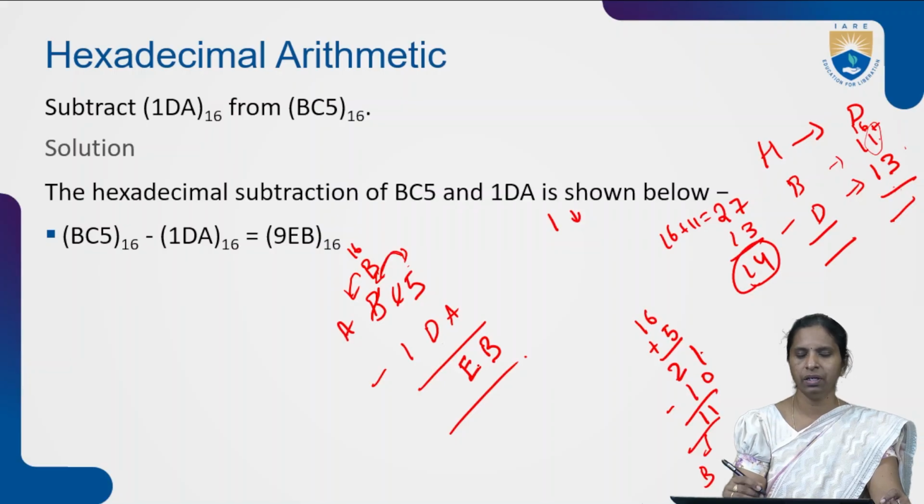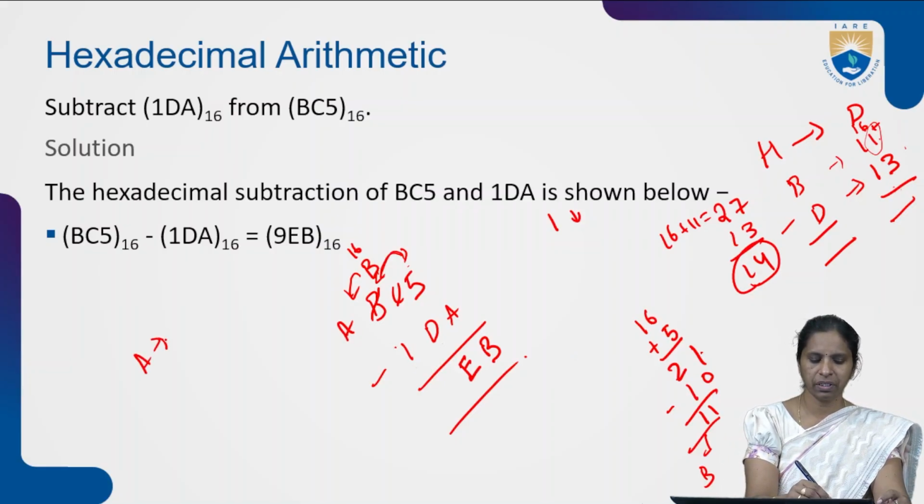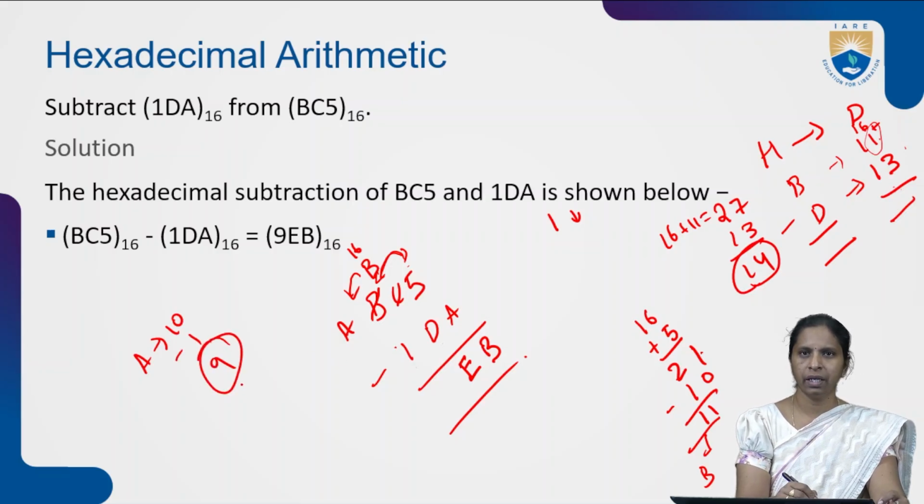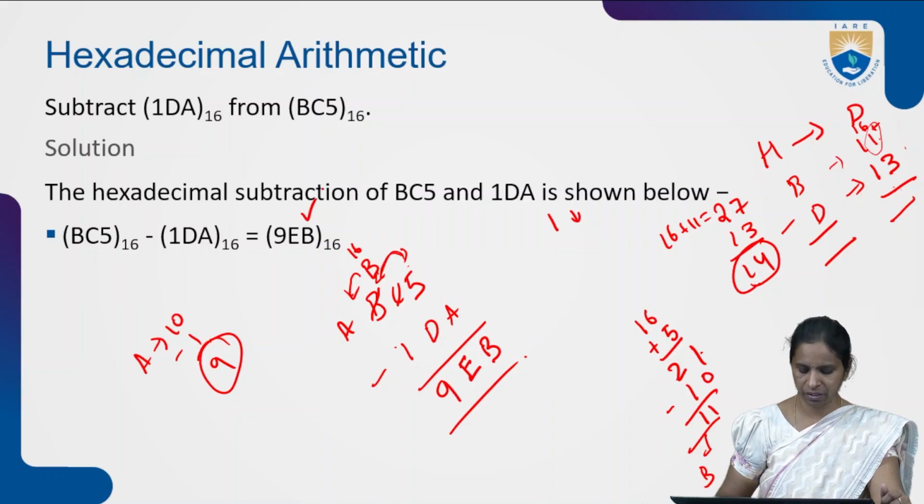Therefore, write down here E. And here A minus 1. What is A? Nothing but 10. So, 10 minus 1 equals 9. In the hexadecimal also, 9 is again 9 only. Therefore, what is the answer here? 9AB. Like that, you will perform the subtraction operation in the hexadecimal number systems.